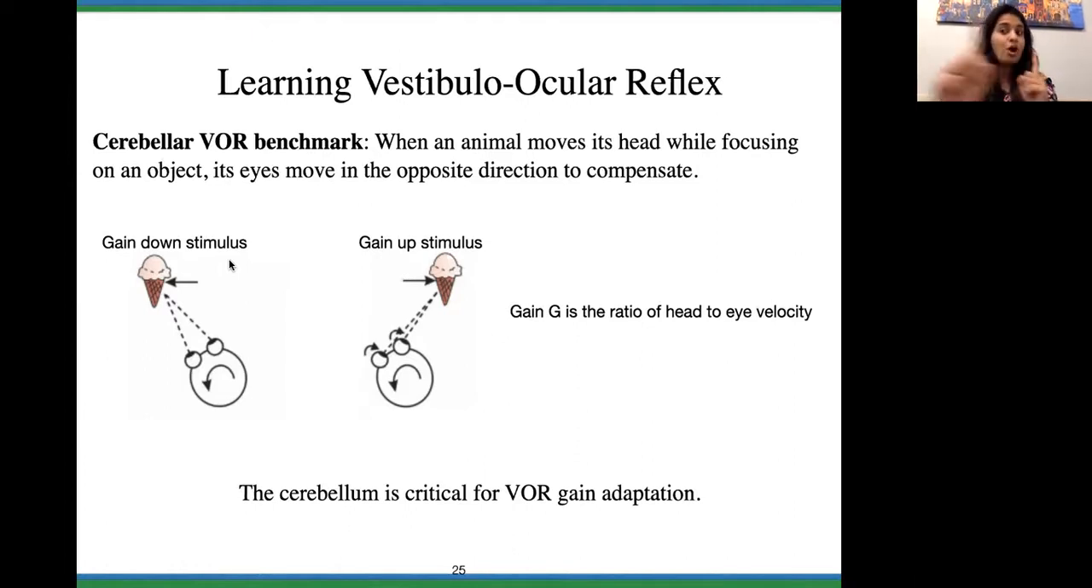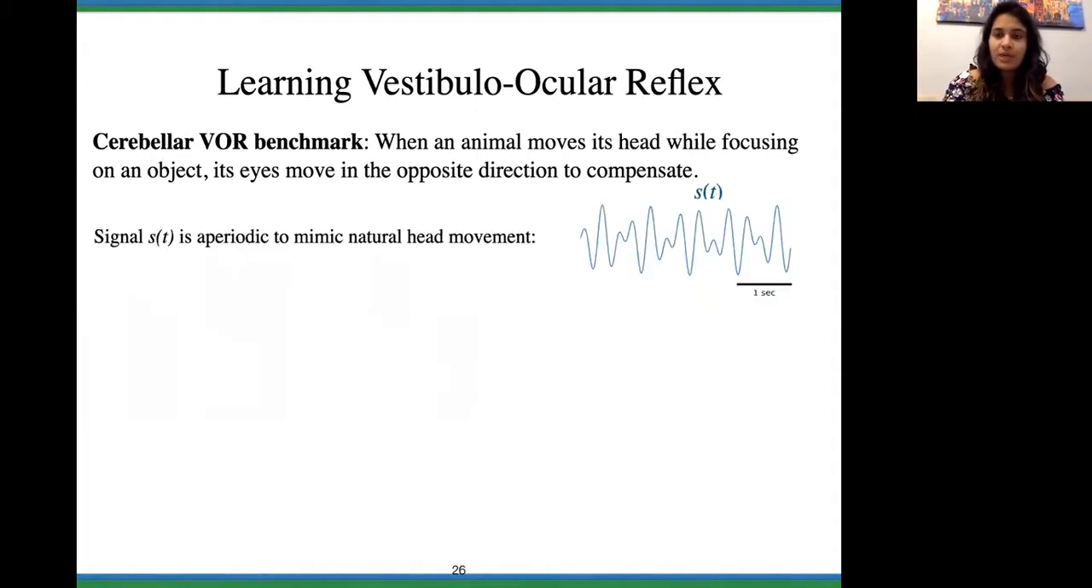And then if they're moving in opposite directions, your eyes have to move more. So it's a gain up stimulus, where the gain is just the ratio of head to eye velocity. And so the cerebellum is thought to be critical for VOR gain adaptation. So in this work, we map the cerebellum to the DGN.